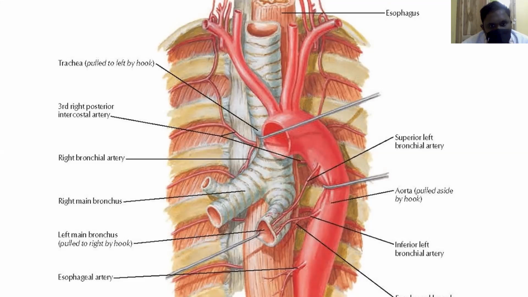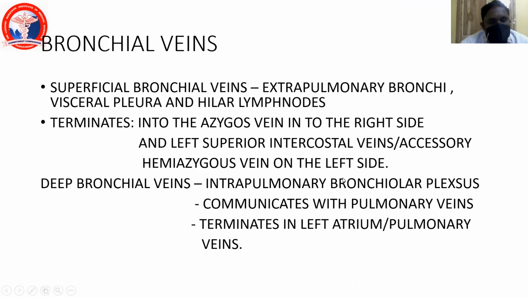This is the third right posterior intercostal artery, which gives rise to the right bronchial artery. This is right main bronchus, left main bronchus, left bronchial artery from the aorta, thoracic aorta. Okay, so there is one right bronchial artery and two left bronchial arteries.